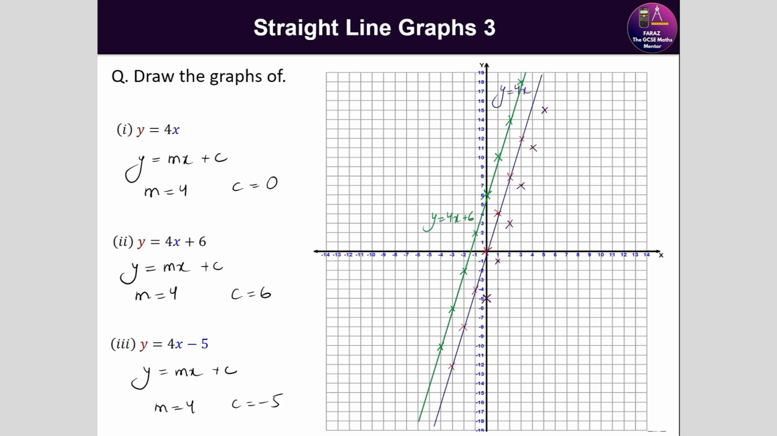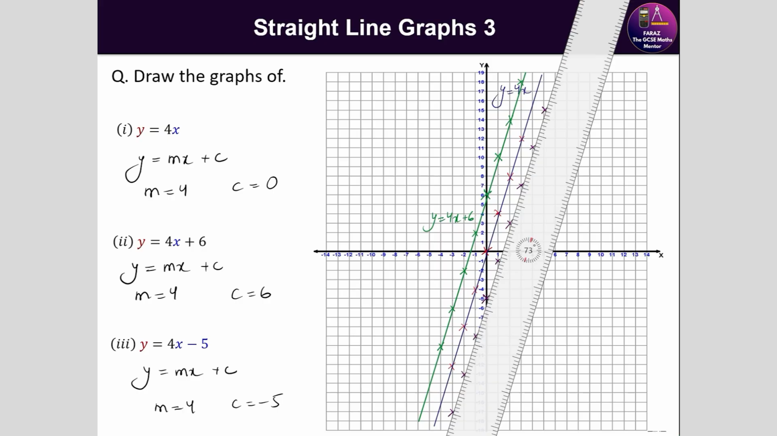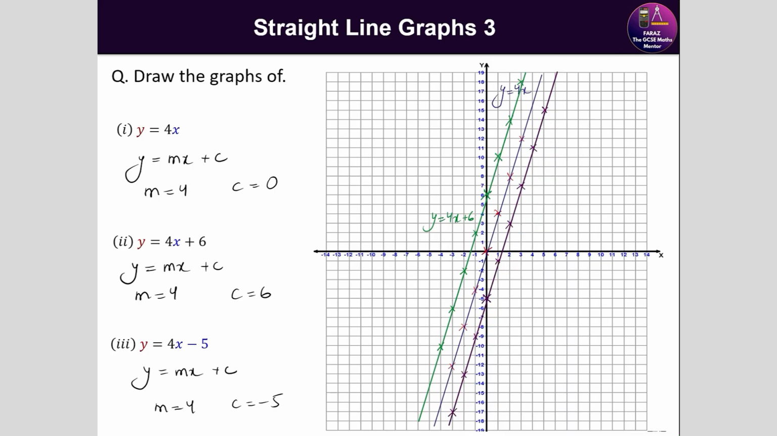Here across 1 down 4, 1 2 3 4. Alright, let's join them together. So you're seeing that we are not using the table of values, we are just using the gradient to make the lines. So that purple line is y equals 4x minus 5.